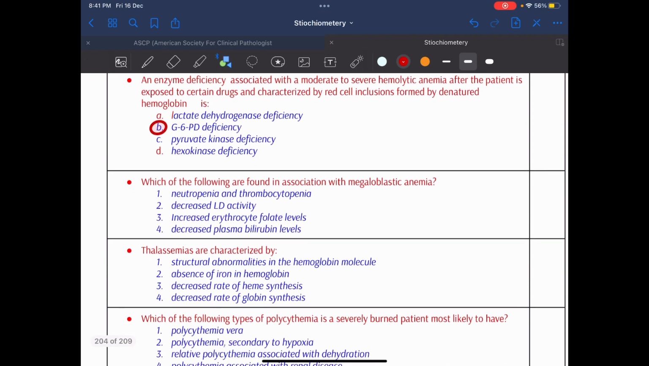Next question. Which of the following are found in association with megaloblastic anemia? Neutropenia and thrombocytopenia, decreased LD activity, increased erythrocyte folate level, decreased plasma bilirubin level. The correct answer is number 1.